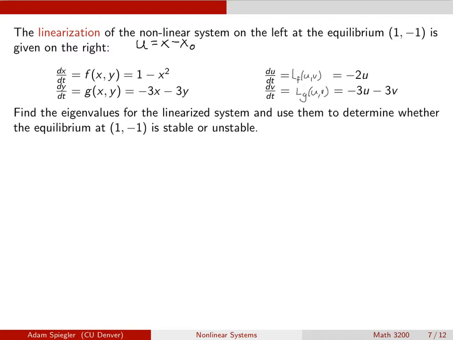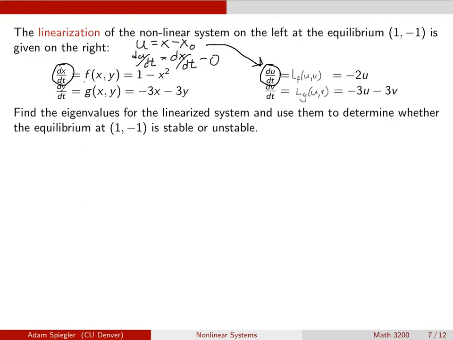And so if I take the derivative of that equation with respect to time on both sides, then I get that du/dt is equal to dx/dt minus 0, since x0 is 0. So in other words, du/dt and dx/dt are the same. So I can take dx/dt and replace it with du/dt because we have this relation over here.